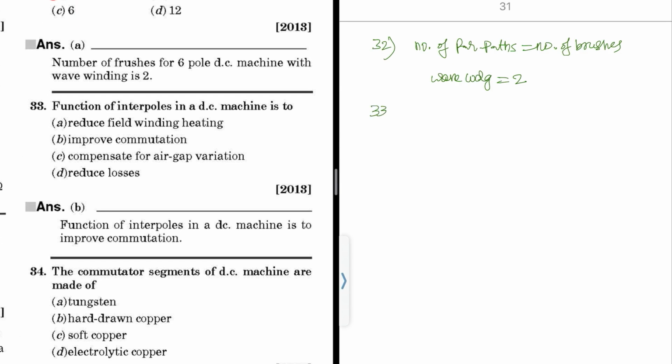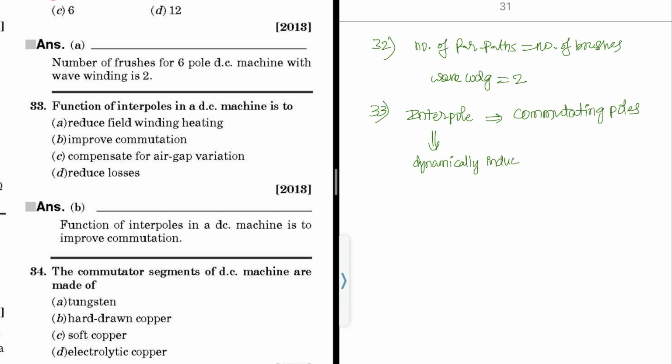Question number 33. So the function of interpole. In general, interpole windings are also called commutating poles. Why? Because by introducing the interpole winding, we create a dynamically induced EMF.